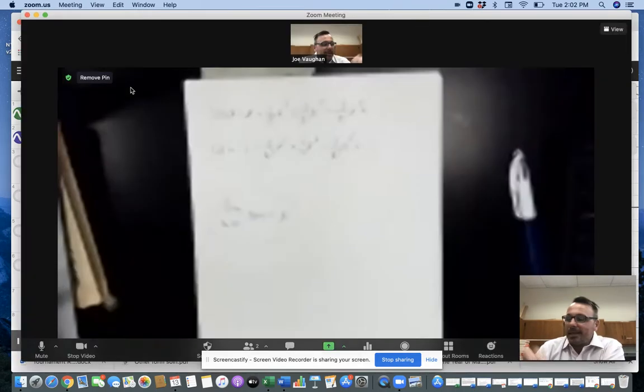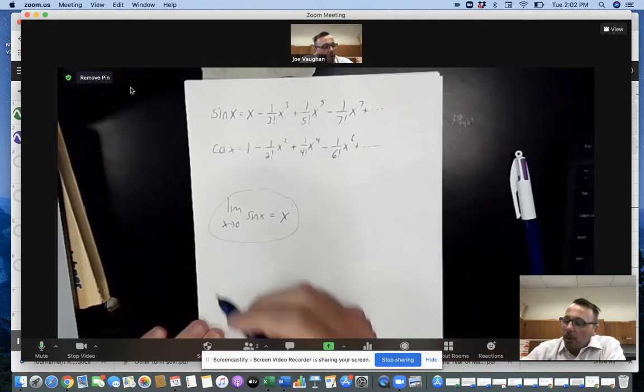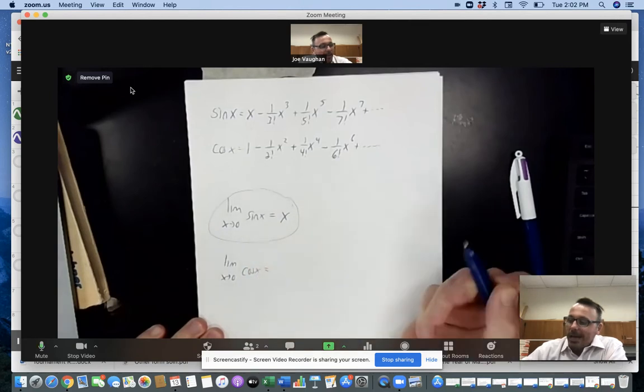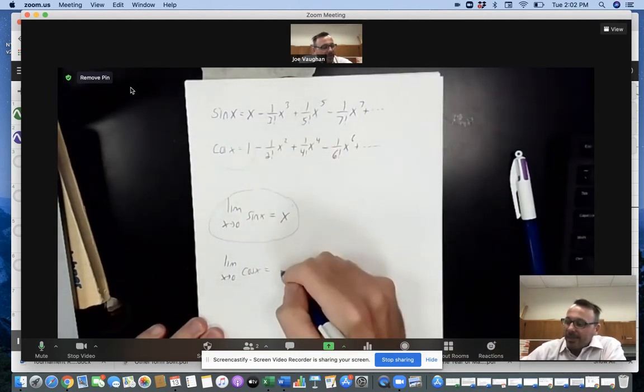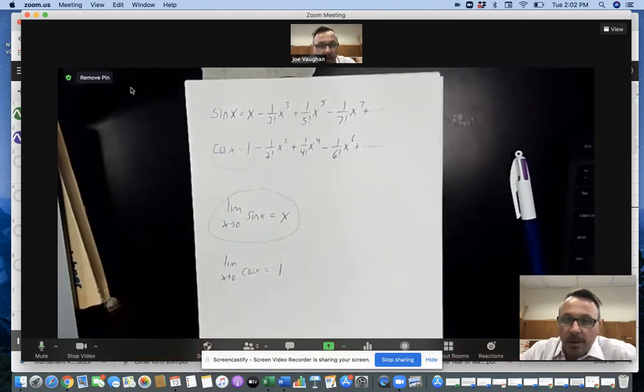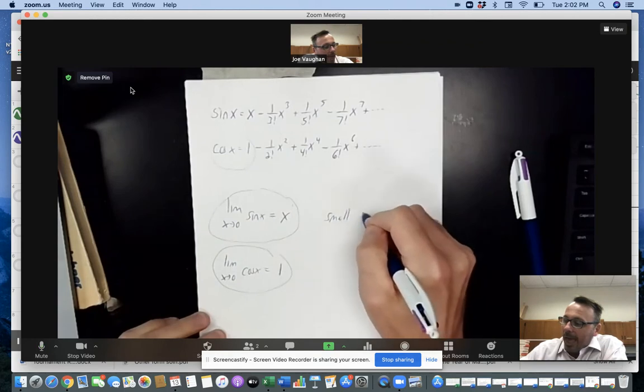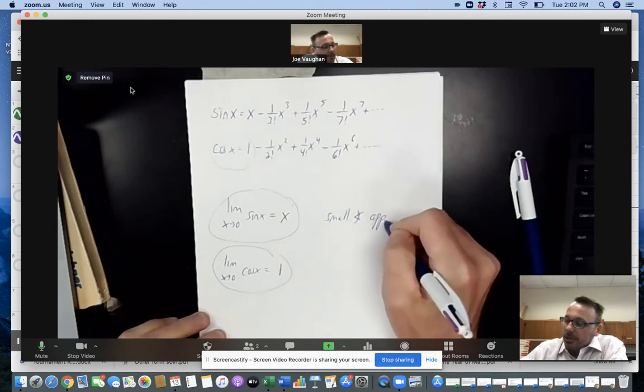So what does that mean? Well, these are called the small angle approximations. If I take the limit as x approaches 0 of cosine of x, well, what does that become? Well, if you look at that, that's just the first term of the Maclaurin series expansion, right? So these are what are called the small angle approximations.